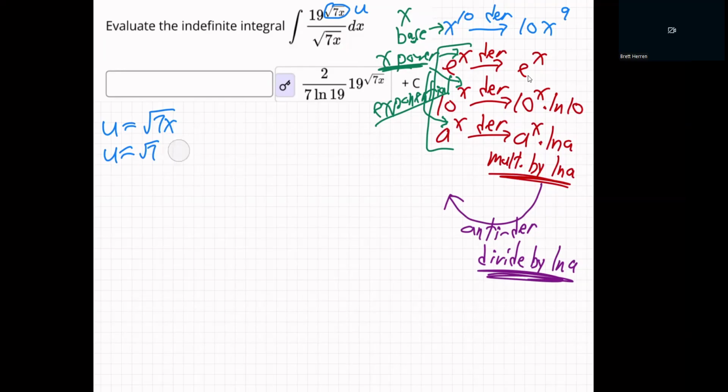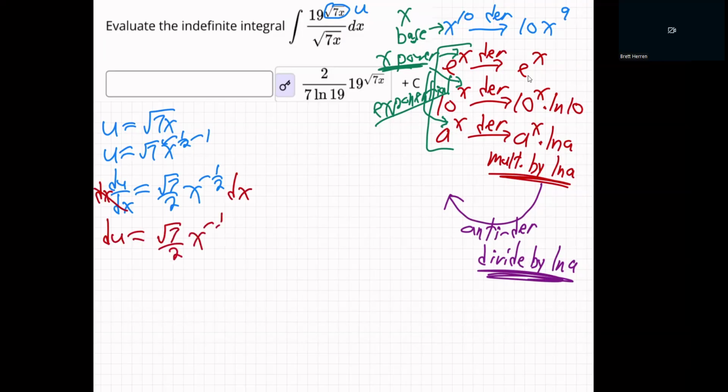And in fact, that root x, I'll make that x to the half power. Okay. And so then the derivative du/dx is: bring down the half, so it's root 7 over 2, subtract 1 from the power, x to the minus 1 half. Multiply both sides by dx, cancels. So du is root 7 over 2, x to the minus a half dx.